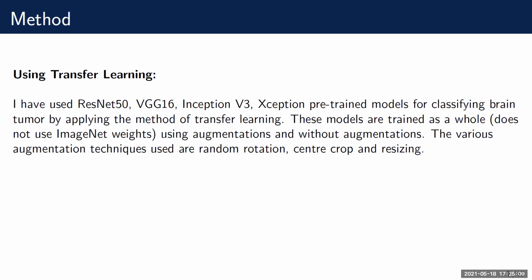Some of the augmentation techniques I have used are rotation, center crop, and resizing. Coming to rotation, I have used some angles like 45, 90, 135, and so on. One image will generate 7 other images, so totally one image will have 8 images along with the original image.